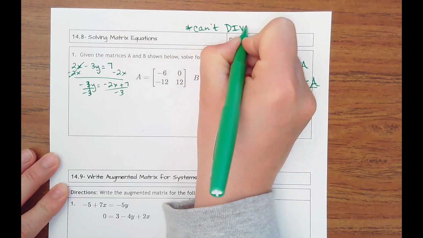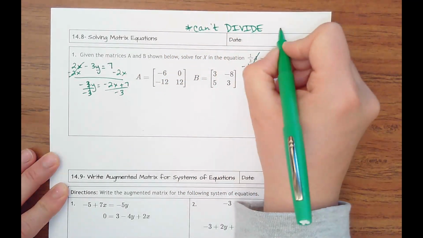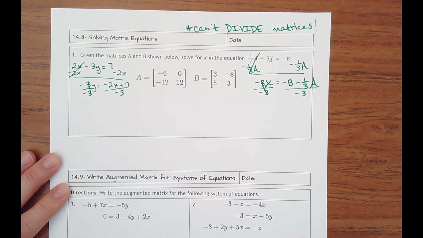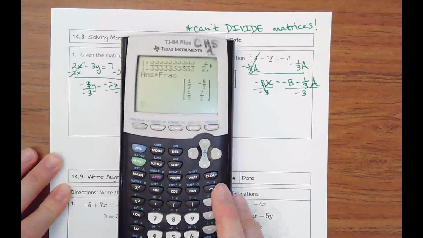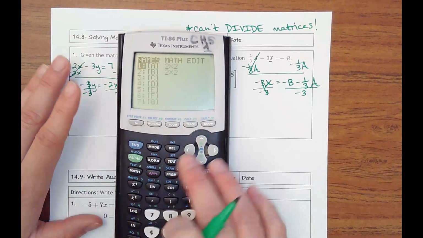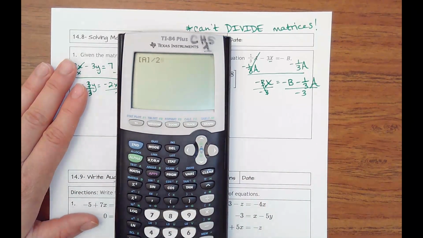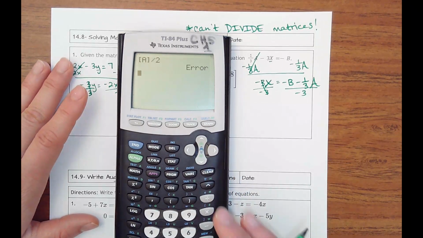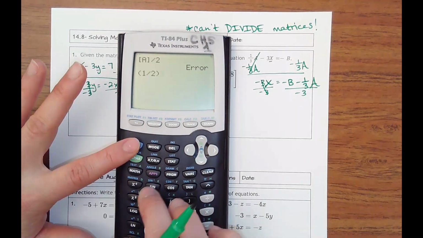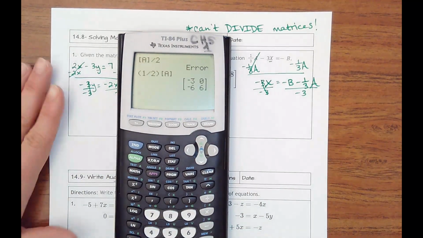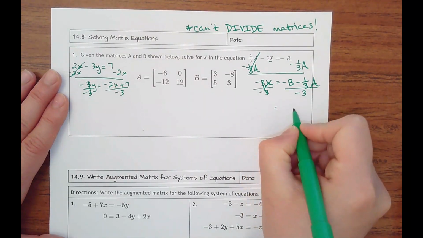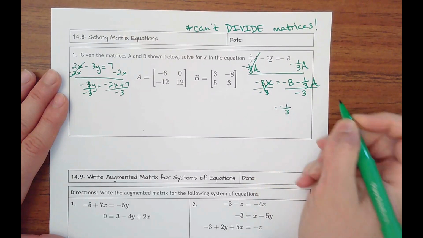divide matrices. It just won't let you. So if you try it on a calculator, and let's say I wanted to do matrix, second matrix, let's say A, divide by 2, it's going to say error. But I could do times the reciprocal, so instead of dividing by 2, I could take it times 1/2, and that would work. So we're going to have to figure out what is the same thing as dividing by negative 3. Well, that's the same as taking everything times a negative 1/3.